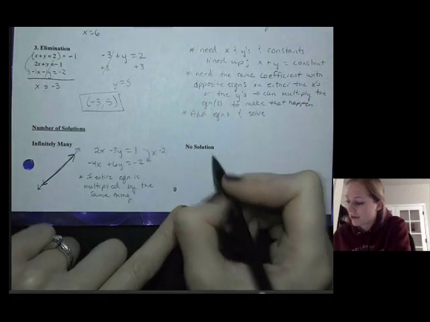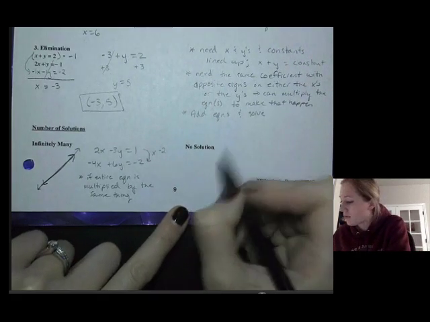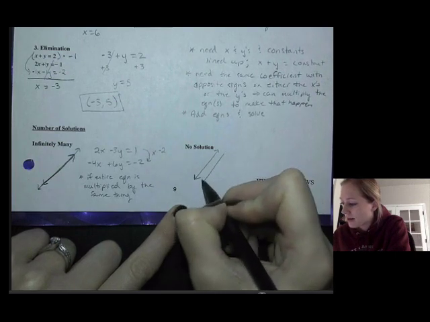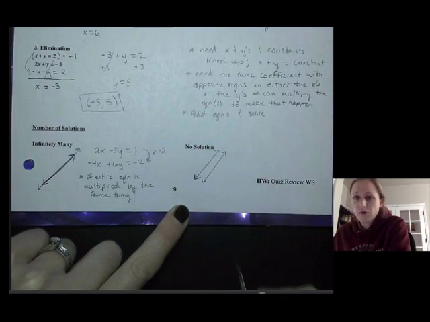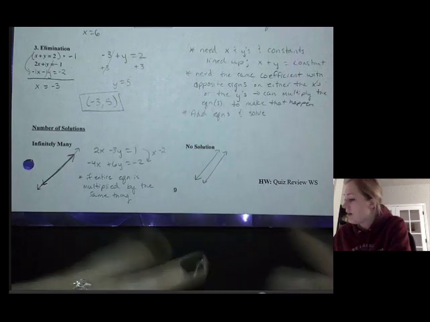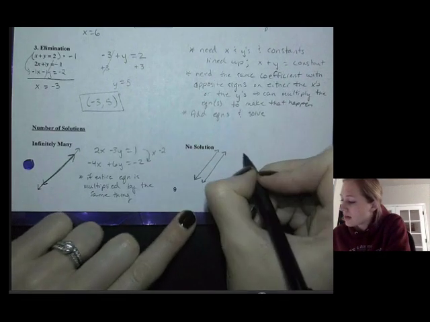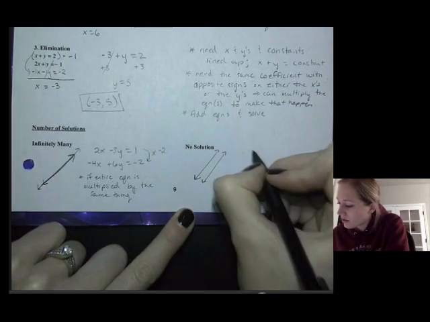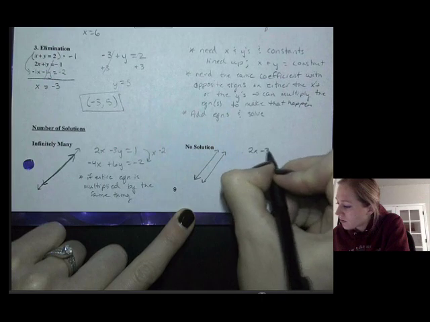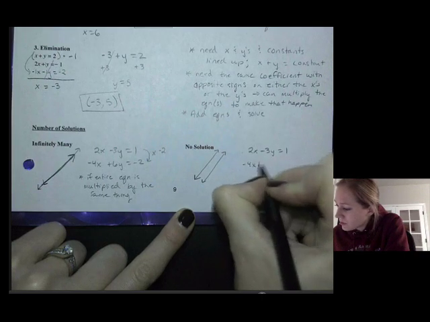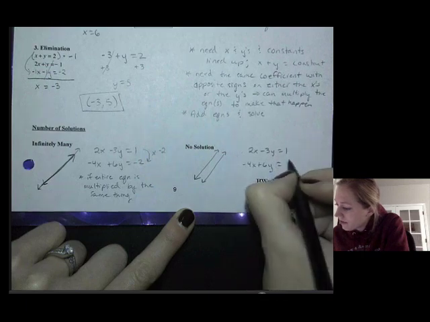No solution graphically, so this is saying there's no point where the graph would intersect. So in other words, the lines are parallel to each other. They're never going to cross. So if you end up graphing two lines that look parallel, they're never going to cross. And here's what an equation example would look like. I'm actually going to use the same one here. So I have 2x minus 3y equals 1. Negative 4x plus 6y equals 5.